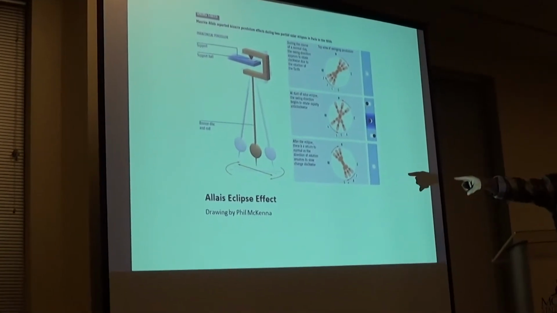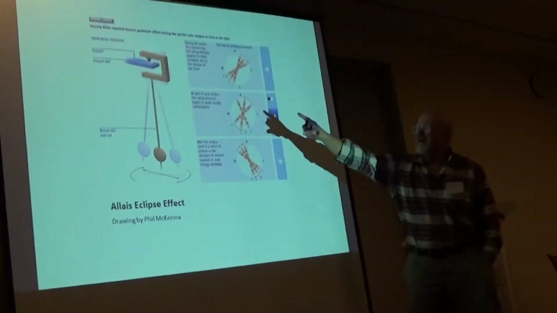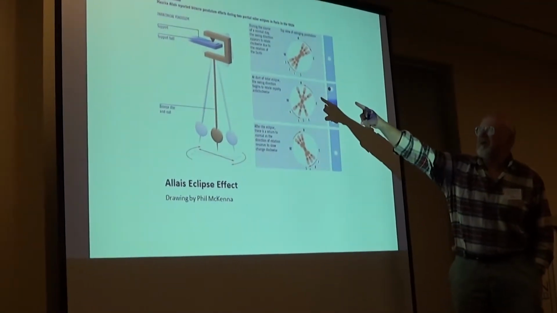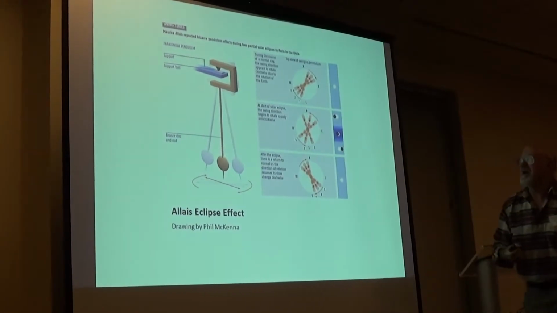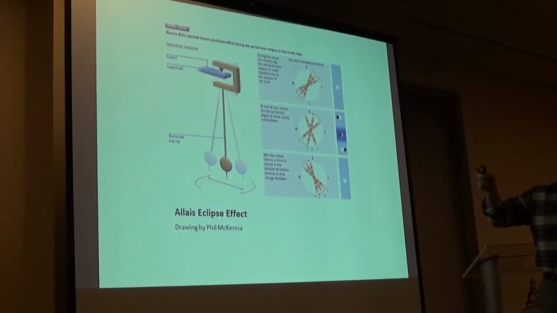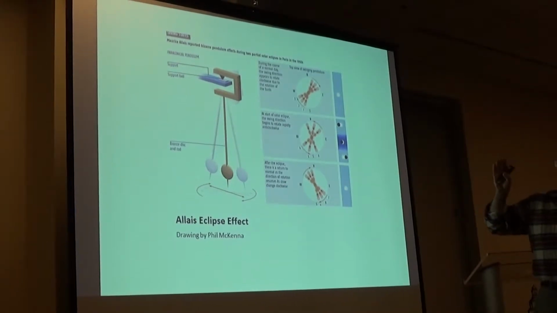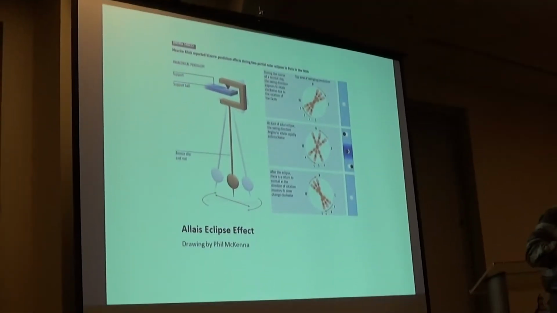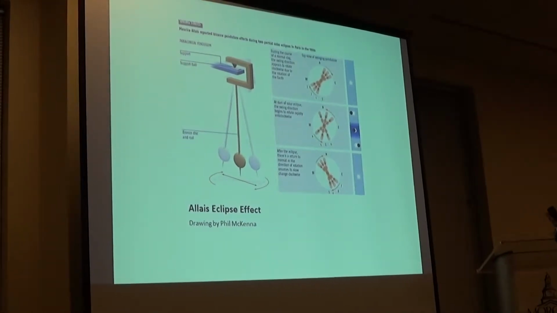The Elias ellipse effect and the general Elias effect. I guess everybody here is familiar with the Pioneer anomaly and those anomalies. Okay, this is an illustration by Phil McKenna, and this is a paraconical pendulum. And this is the anomalous precession that some people allege happens during an eclipse.